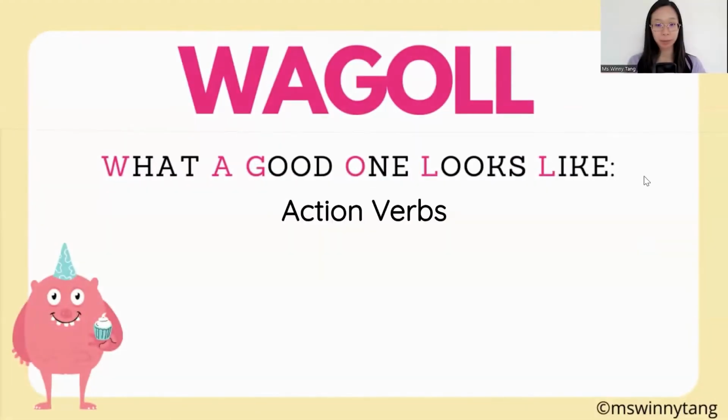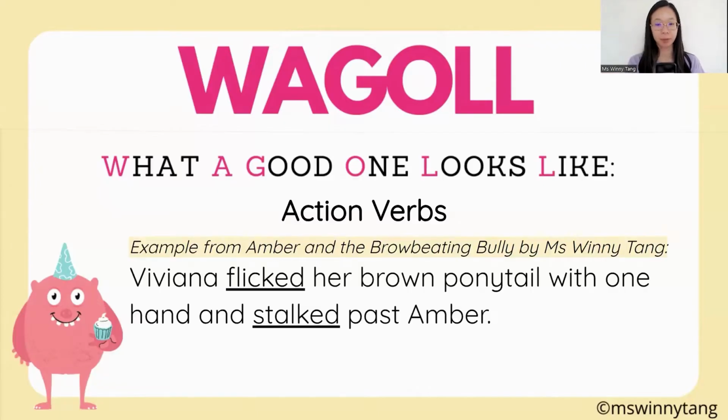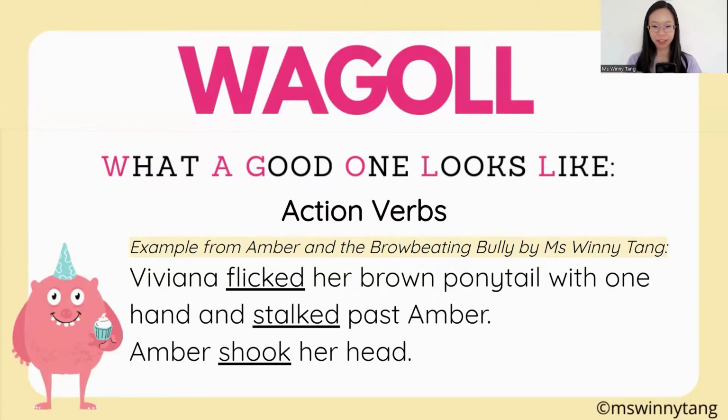Here are some examples of different types of verbs. You've got your action verbs. Viviana flicked her brown ponytail with one hand and stalked past Amber. We're showing how or what she's doing with her ponytail and how she walks past Amber. She doesn't just walk, she stalks past her. Amber shook her head. So we've got flicked, stalked, and shook as our action verbs.